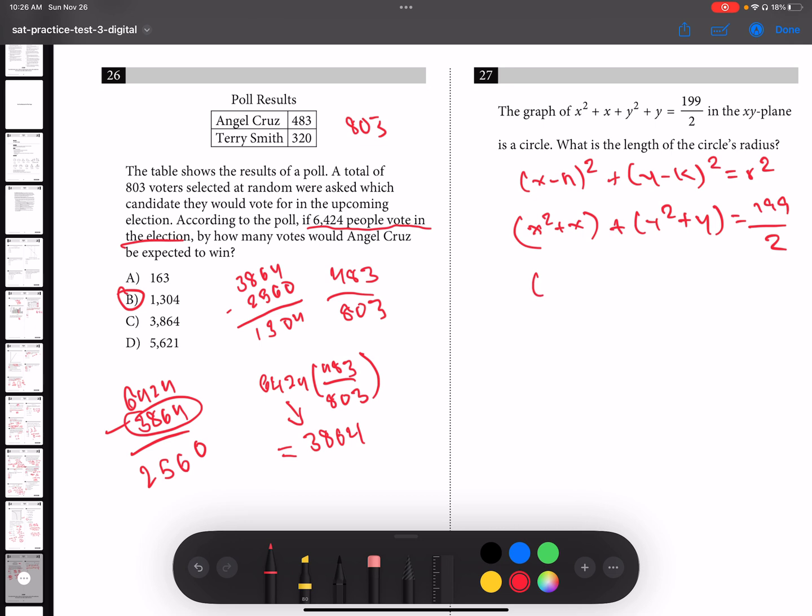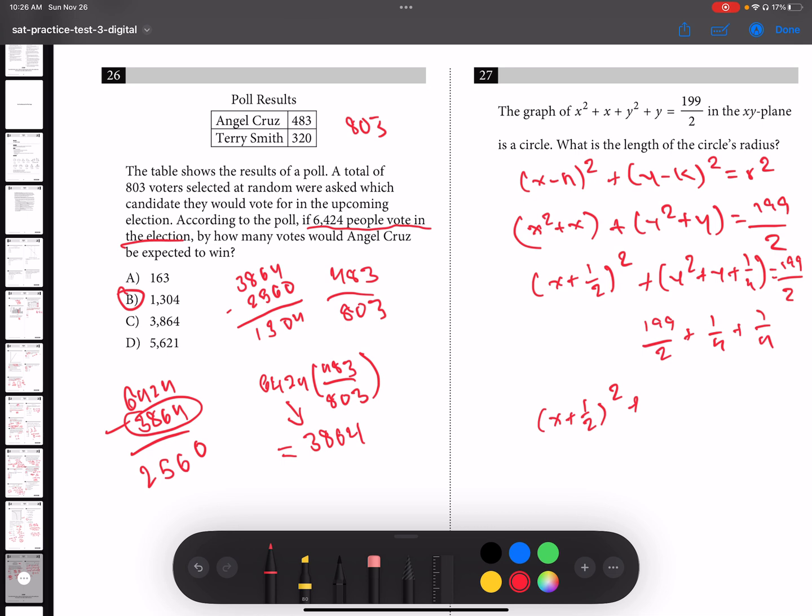Then I'm going to put this as x plus half squared to find the proper equation, plus y plus 1/4 equal to 199 by 2. Eventually we're going to have 199 by 2 plus 1/4 plus 1/4. That would give us x plus half squared plus y plus half squared is equal to 100. So r squared is equal to 100, which means r is equal to 10. So the circle's radius would be 10. That's our answer.